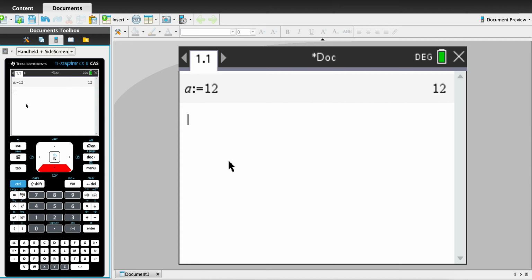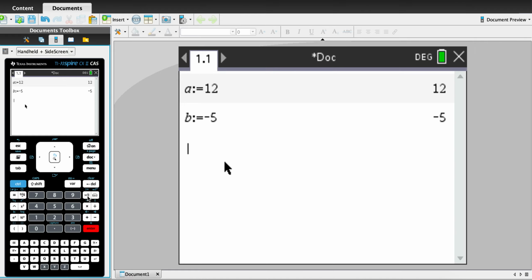Now, in this particular problem we've also got B. So I'm going to click on B now. I'm going to do the same thing, Control and then this button that's next to the book, and I'm going to store B as -5. So I've got A is 12, B is -5.